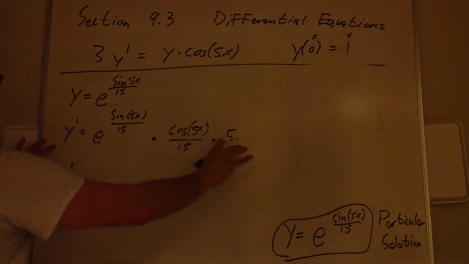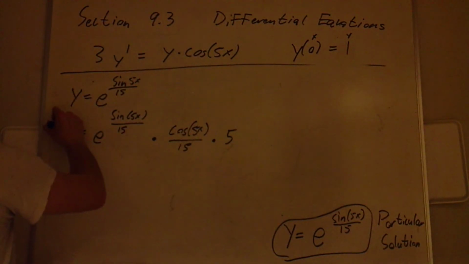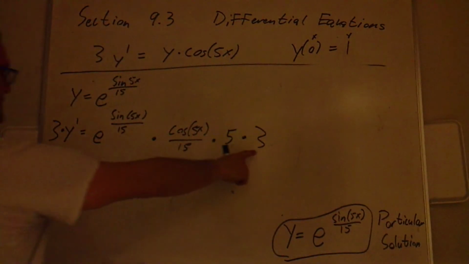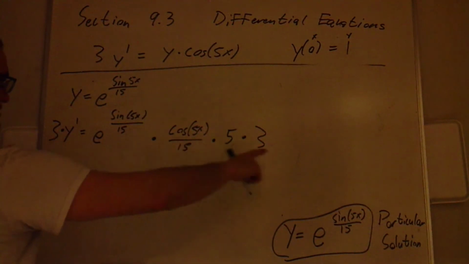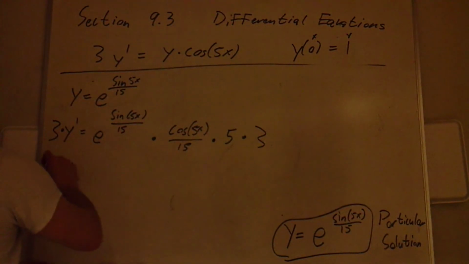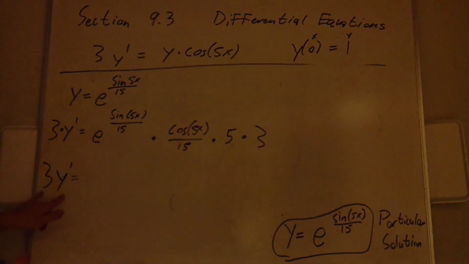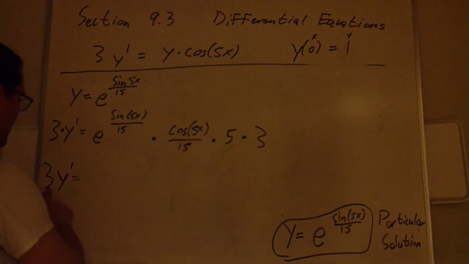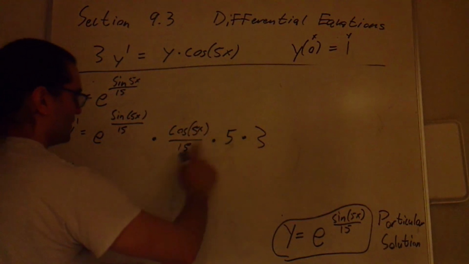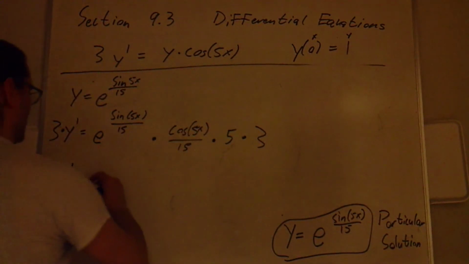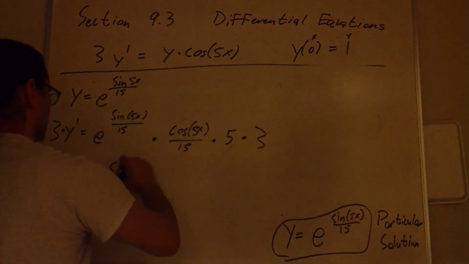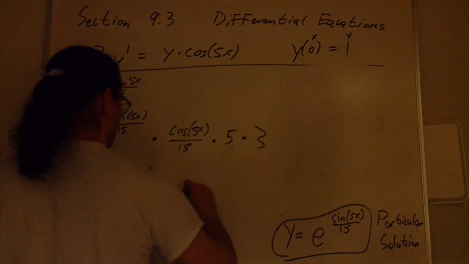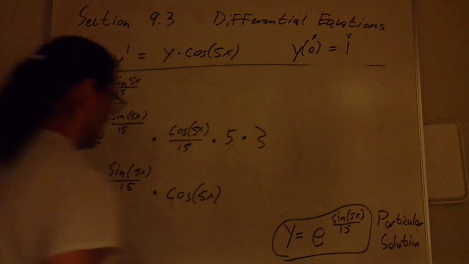In fact, actually, let's do this. If this is y prime, what I'm really interested in is 3y prime. So I'll put the 3 on both sides of this. Just multiply both sides of this thing by 3. So that this side of the equation is 3y prime, which is what I want to be working with anyway. Once I include that 3 here, the 5 and the 3 will cancel out this 15 entirely, and I will just be left with e to the sine of 5x over 15 times the cosine of 5x.